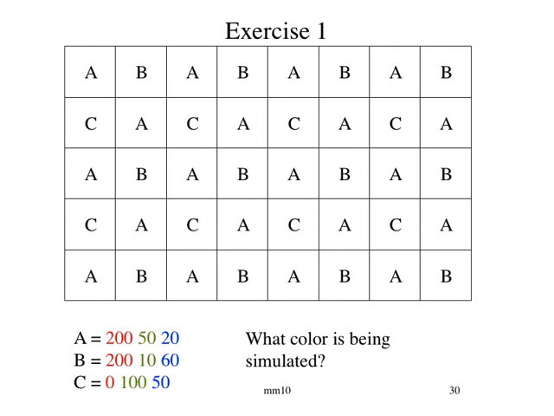So there's 3 A's for every 1 B and 2 C's, yeah? So the A and the B and the C are in a ratio of 3:1:2. So what's the RGB value of the color that's being simulated?